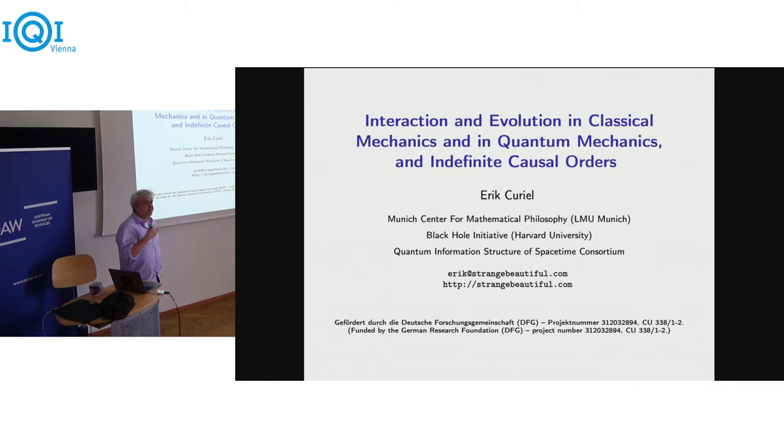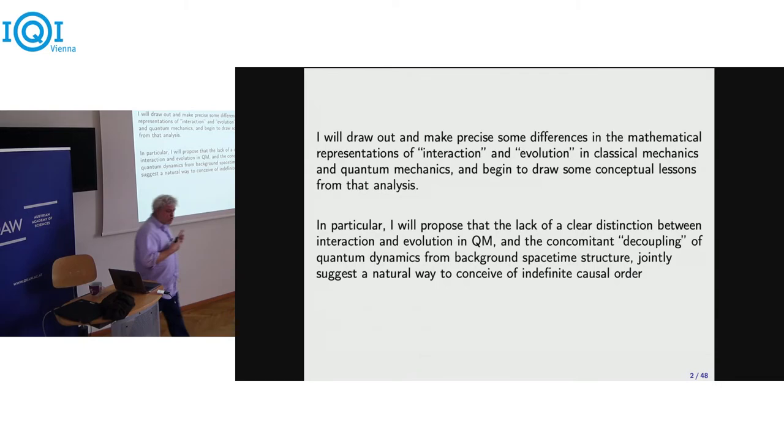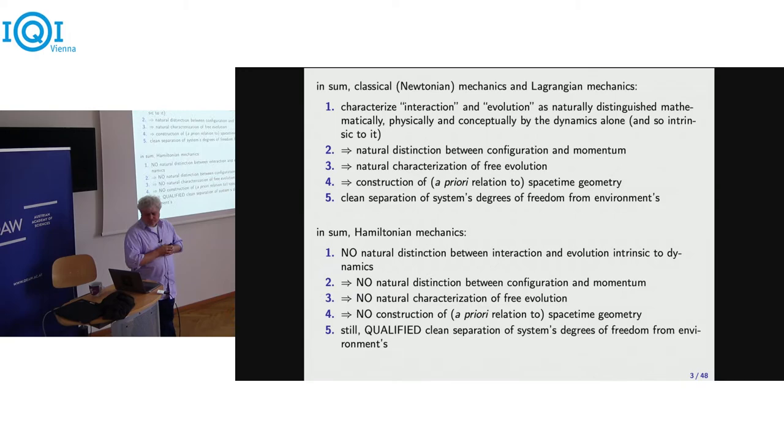So just to tell you where we're going, I'm going to draw out some differences in the representation and the conceptual and mathematical structure of interaction and evolution in classical and quantum mechanics. And in particular, there will be a sense in which, as I'll sum up in a moment, the lack of a clear distinction between interaction and evolution in quantum mechanics, at least as characterized in a certain way based in the intrinsic algebraic and geometric structure of the dynamics, and the concomitant decoupling of the quantum dynamics from background space-time structure, I think that is what I hope will naturally suggest a way to conceive of indefinite causal order.